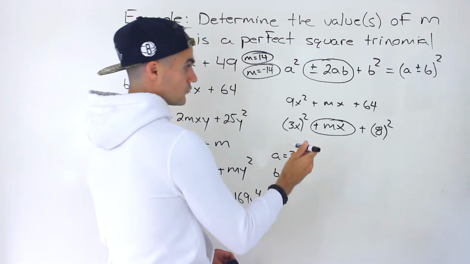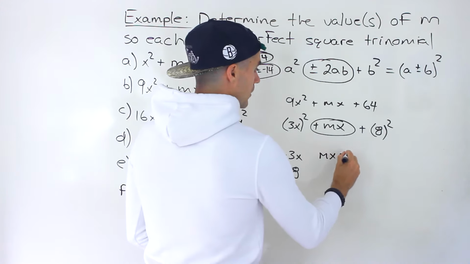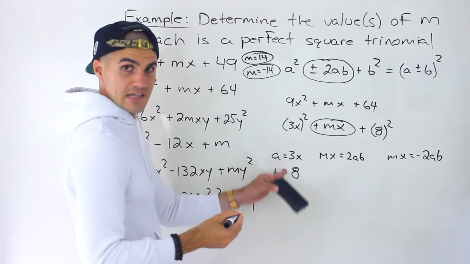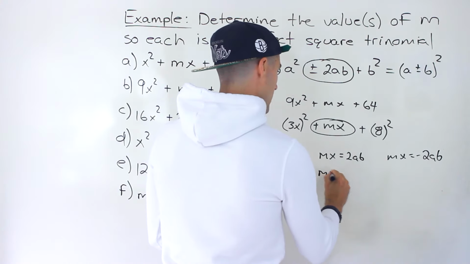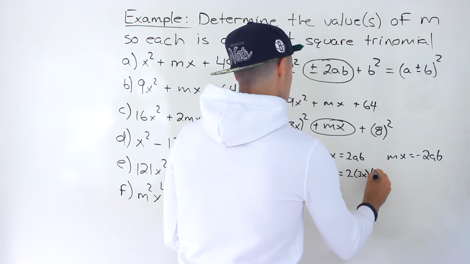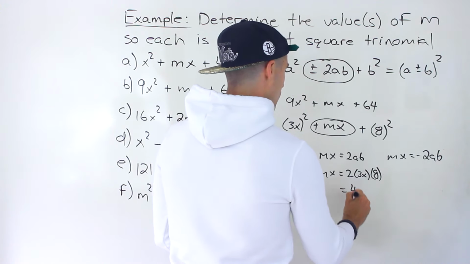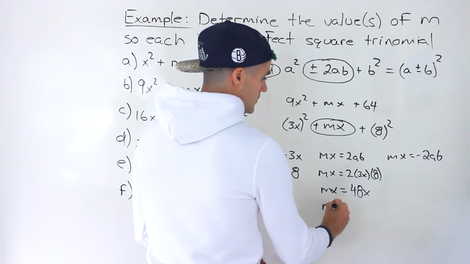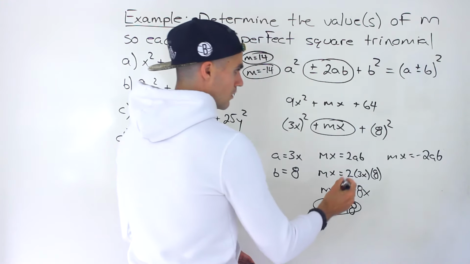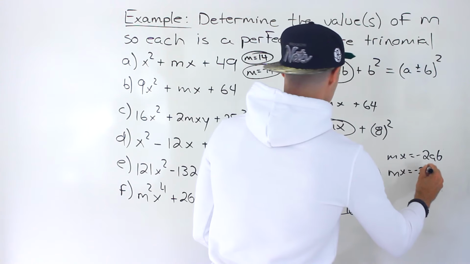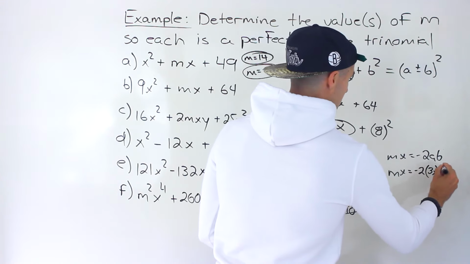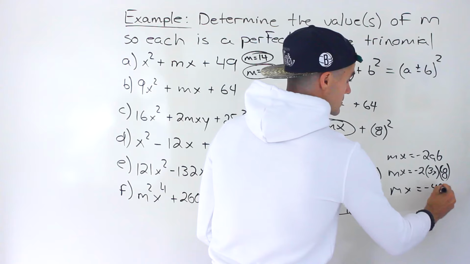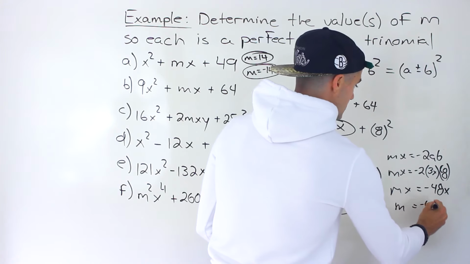But we know that this middle term has to equal either positive 2ab or it has to equal negative 2ab. And then we could just take our a and b values, plug them in. So we'll have mx equals 2 times 3x times 8, which would give us 48x. Then we got mx. mx equals 48x. We could tell m is equal to 48. Or over here, we'll have mx equals negative 2 times the a value, 3x. It's basically the same thing. It's just there's going to be a negative in front. So we'd end up with mx equaling negative 48x. So the m value can be also negative 48.